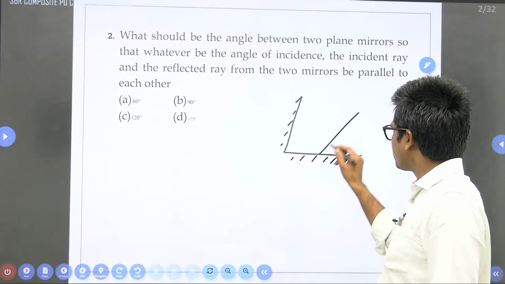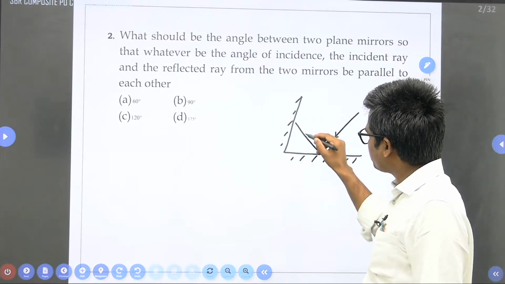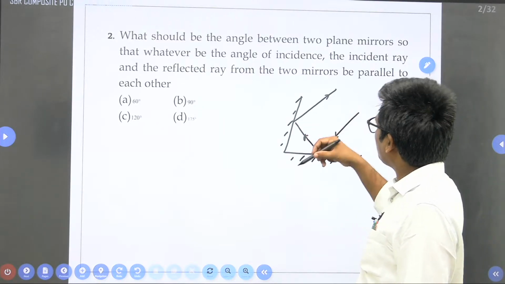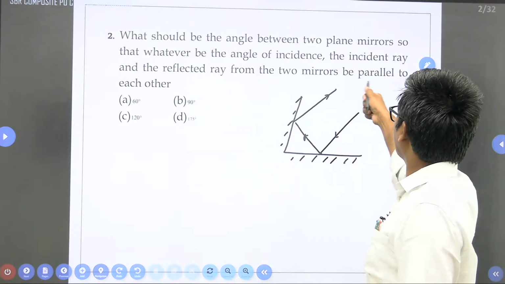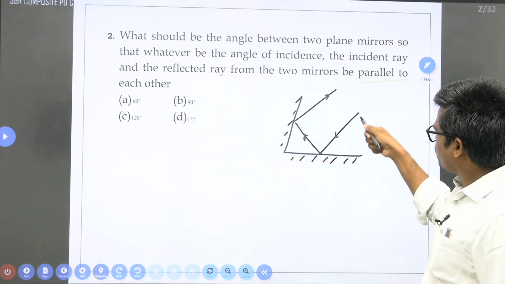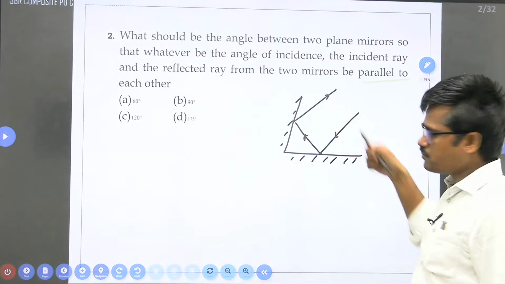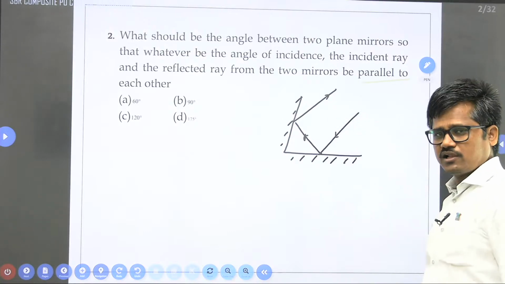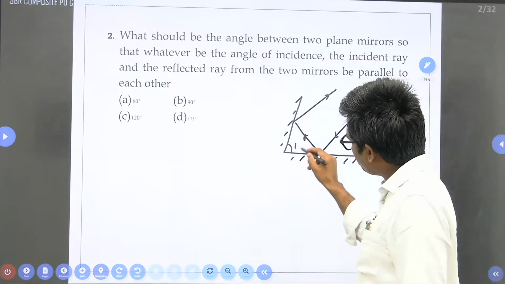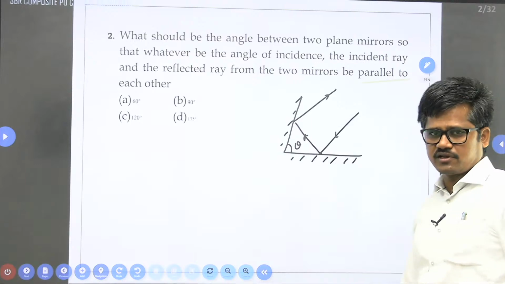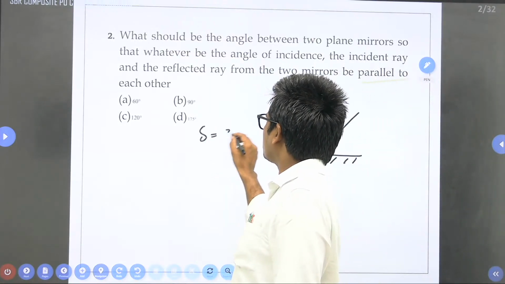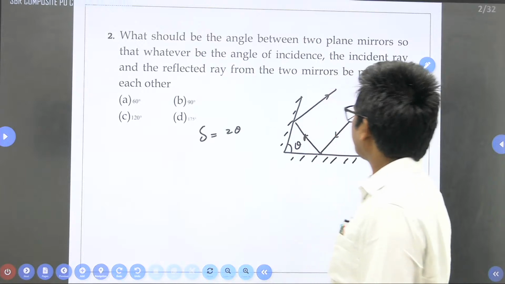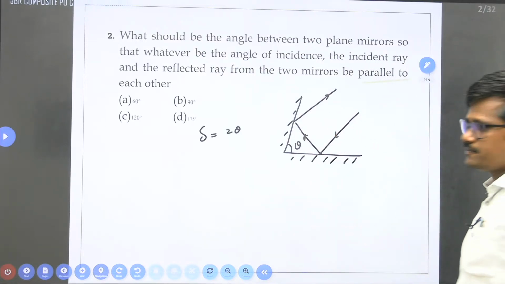Important is if this is the incident ray, after reflection from both mirrors, they told us the incident ray and the reflected ray from the two mirrors are parallel. Now it is the incident ray, and this is the reflected ray. Are they parallel? For this to happen, what should be the angle between the mirrors? Okay, again let me use the formula: deviation is equal to 2 theta.